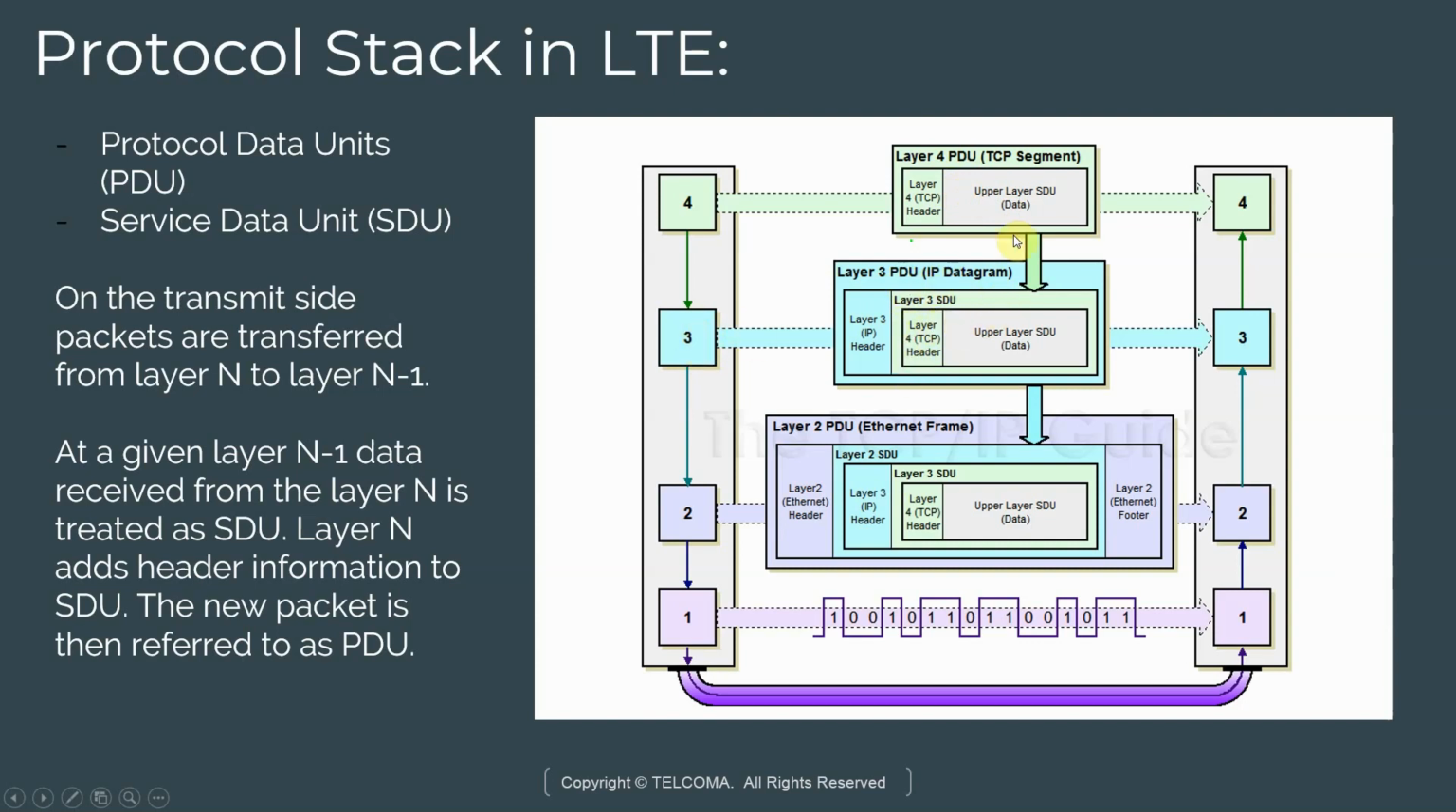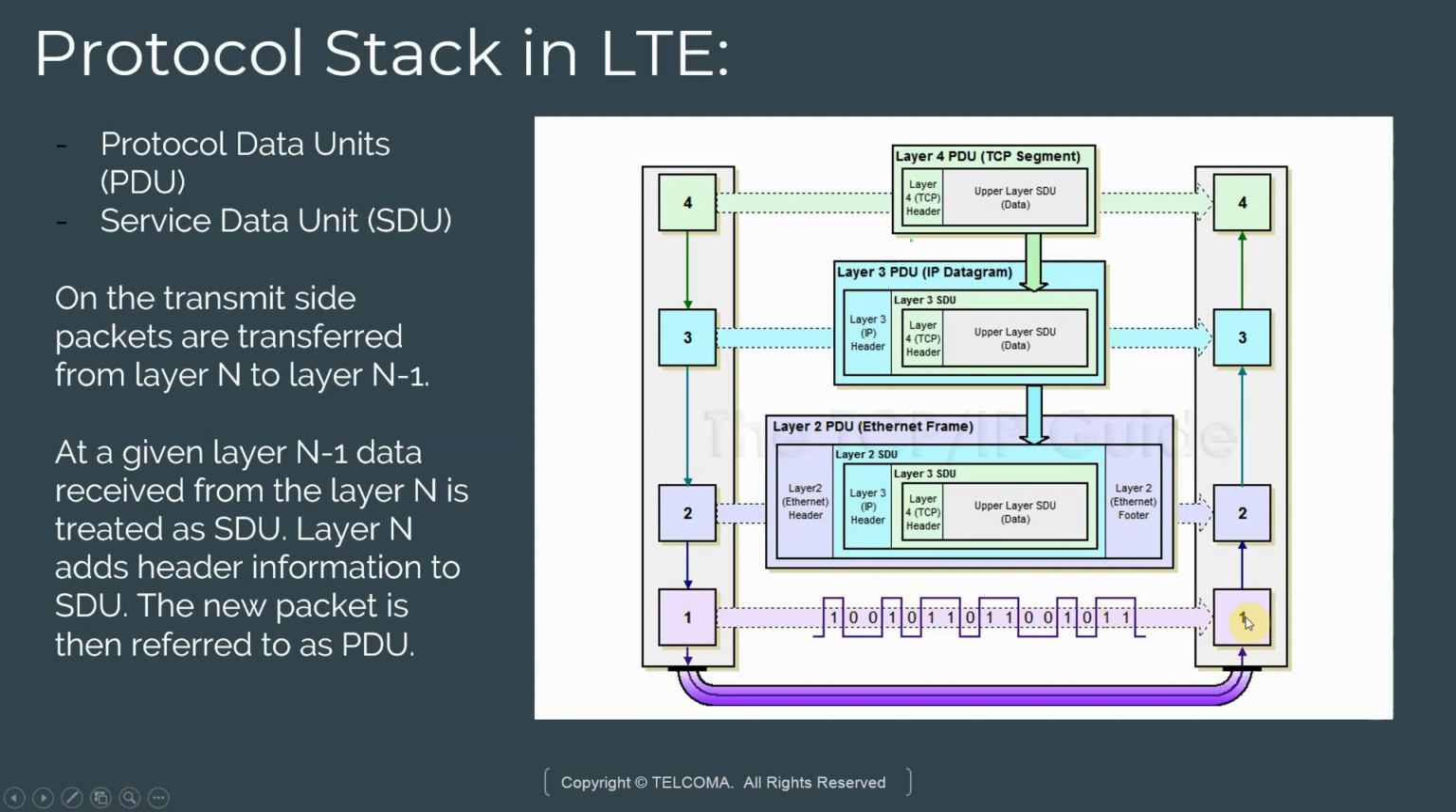Layer 3 treats this packet as the SDU. That's why it's called the layer 3 SDU. It adds an IP header with the source and destination and whatnot. And then this composed packet is now called a layer 3 PDU. This gets pushed down further to layer 2, which is the Ethernet or the MAC layer. And the MAC layer adds a bunch more header information. Then this combined packet is called the layer 2 PDU.